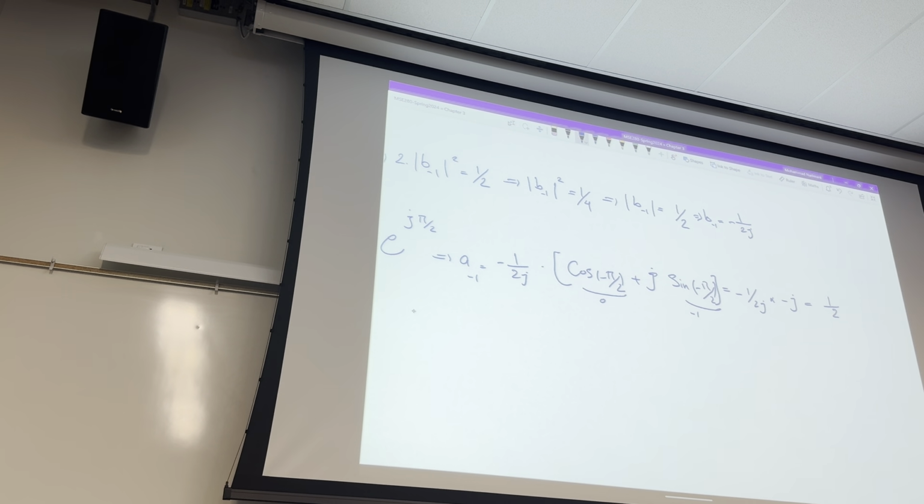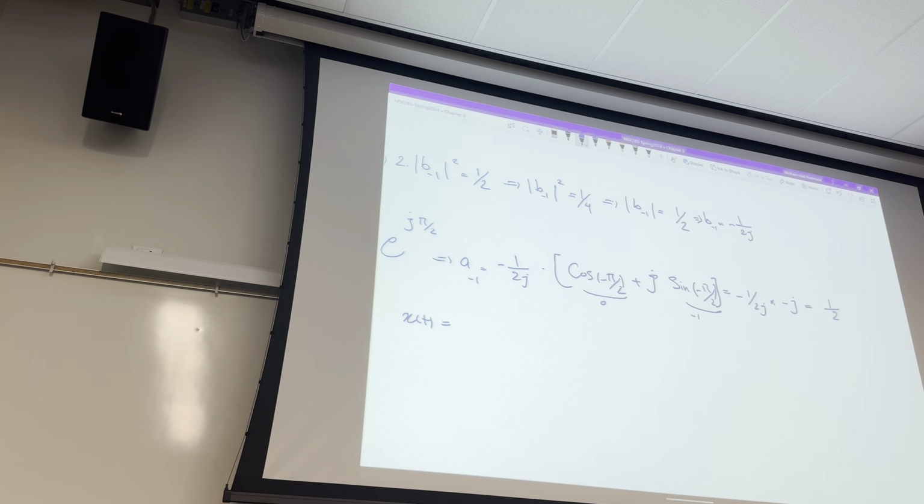So after that, you can say x of t equals the summation of k from negative infinity of b k times e to the power of j k pi over 2 t. And that means just a minus 1 times e to the power of minus j pi over 2 t, plus a 1 times e to the power of j pi over 2 t. Okay, and once we have a minus 1 and a 1, then we can calculate.